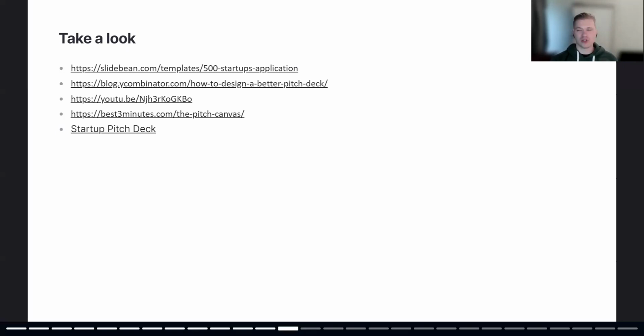And the starter pitch deck, that link leads to an Airtable sheet where you will find some links to pitch decks from known companies when they started out, so you will be able to see how the pitch decks looked for them.